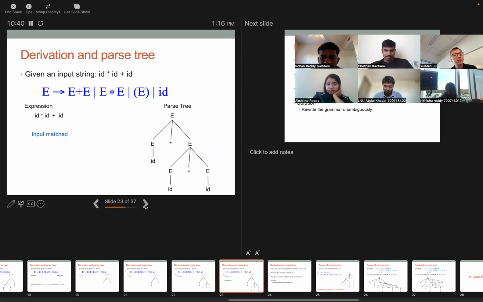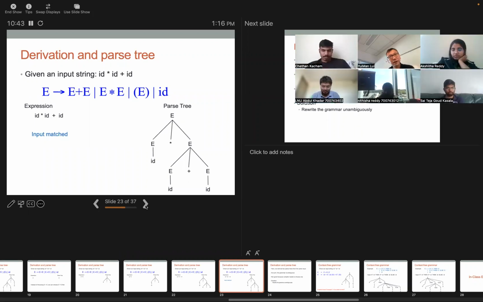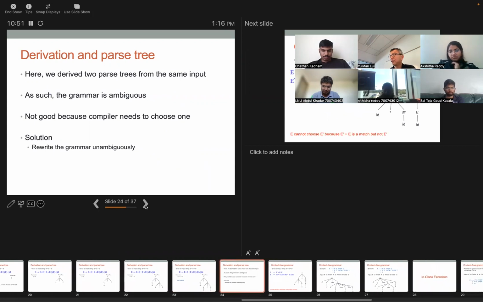All right. So this is not a good thing, because we have 2 parse trees. Okay, this is ambiguous. This is ambiguous. So what does it mean? It means the compiler needs to choose, but it doesn't know which one to choose. You may think the computer is smart, but actually the computer just does whatever your program tells it to do.